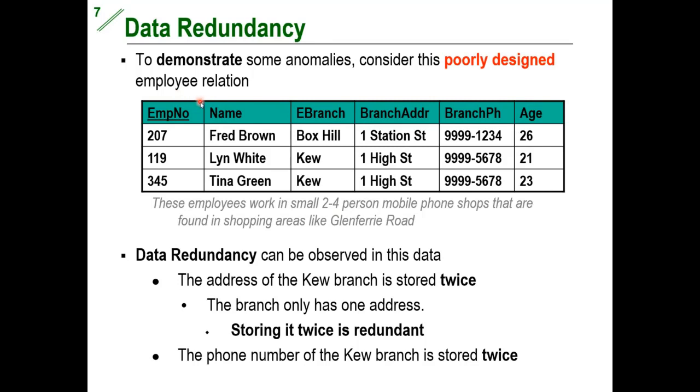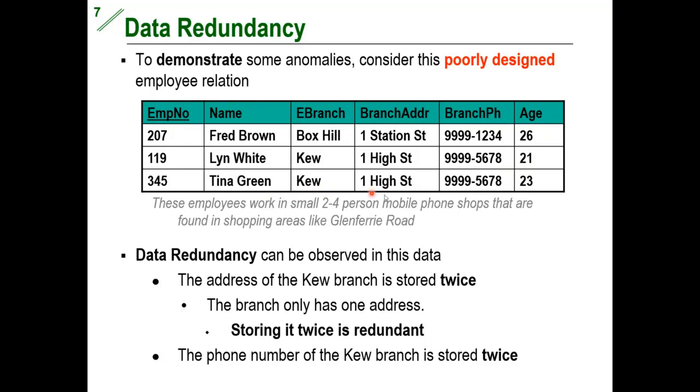Now imagine this is a small table. Imagine we have a small business, say a small mobile phone repair shop somewhere close to Swinburne University. Somebody who doesn't know anything about databases may have created a table like this to record the employees and other details about our business. So we have the employee number and the name of employees, and then the branches. Imagine we have two branches at the moment, one in the Box Hill suburb and one in the Kew suburb. This is the branch details, which suburb the branch is in, and then here we have the address of each branch, the phone number of each branch, and the age of each employee.